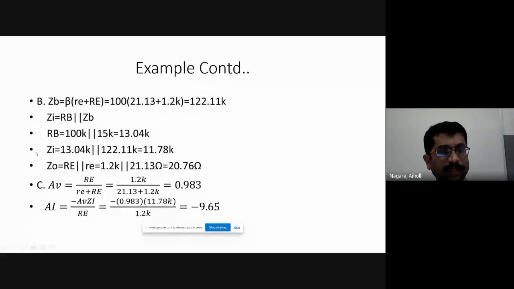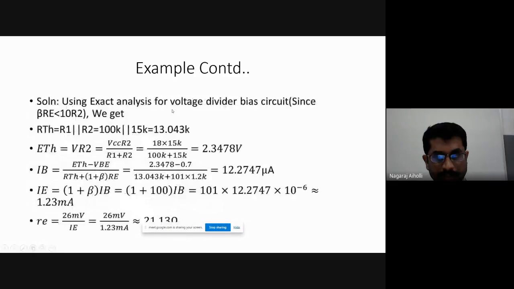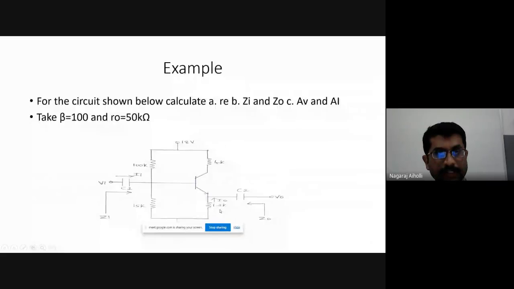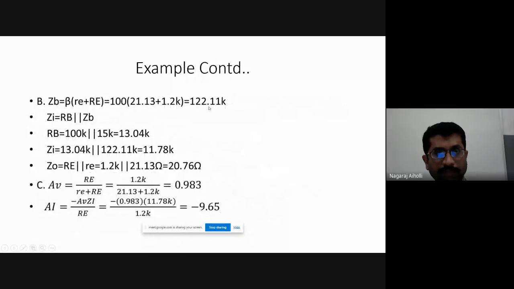Then ZB, next one. If you want to find ZI, first we have to find ZB. ZB is beta into small re plus capital RE. Formula for ZB is beta into small re plus capital RE, that is 100 into 21.13 plus 1.2K. 21.13 small re we have just now calculated. Capital RE is available from the circuit. This emitter resistance is 1.2K. Substitute them, we will get 122.11K.